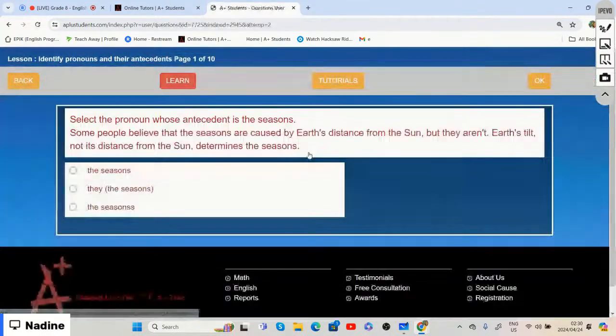All right. So we're going to our test now, right? Where we are going to select the pronoun whose antecedent is the seasons. Some people believe that the seasons are caused by the Earth's distance from the sun, but they aren't. Earth's tilt, not its distance from the sun, determines the seasons.